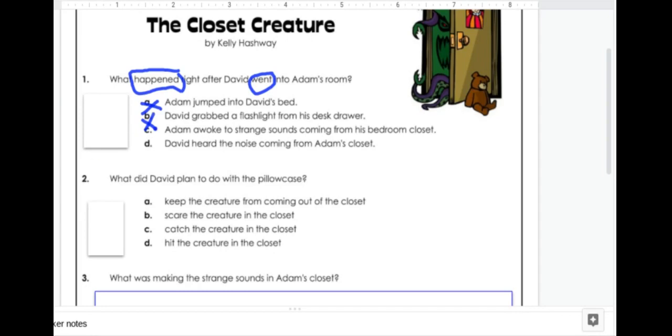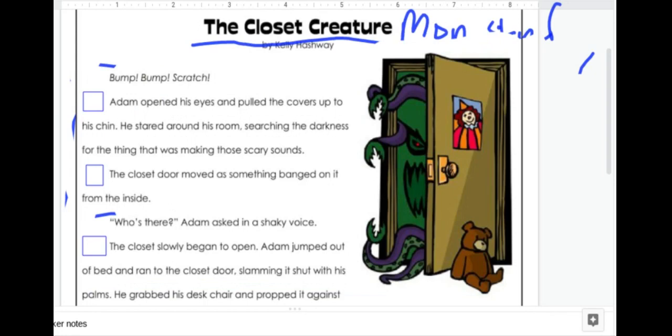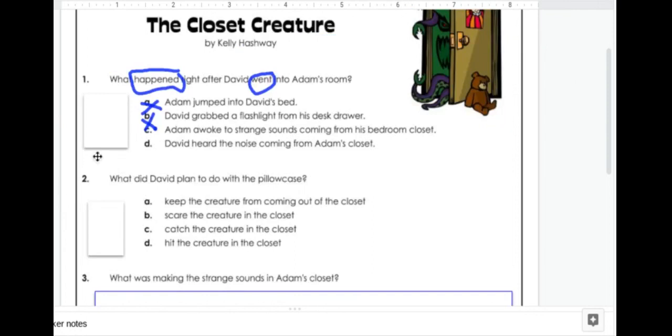Oh, that is absolutely right, because I remember when I went back into my story, it says right there, "Who's there?" Adam asked in a shaky voice. The closet slowly began to open. Adam jumped out of the bed and ran to the closet door, slamming it shut with his palms. I think that is a very strong answer. So, ladies and gentlemen, I'm going to take D as my answer choice. So I have answered my question.